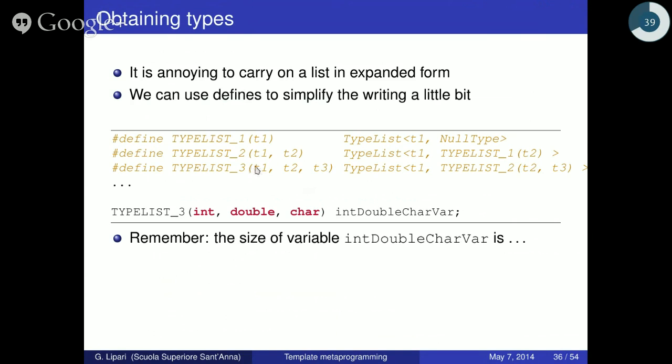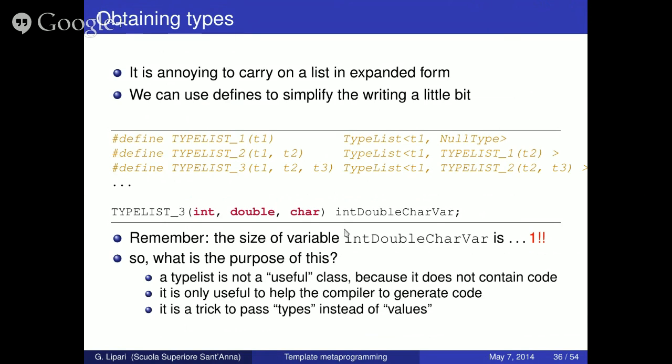Well, we can define some macros. For example, a type list with one single type inside is just a type list with T1 and NullType. And the type list of two types is just a type list with T1 and TYPELIST_1 of T2, and so on. So we can define a lot of these macros, and then when we want a type list with three types, we just write TYPELIST_3 int, double, char. Okay? Now remember, the size of a variable of type list int, double, char is 1.